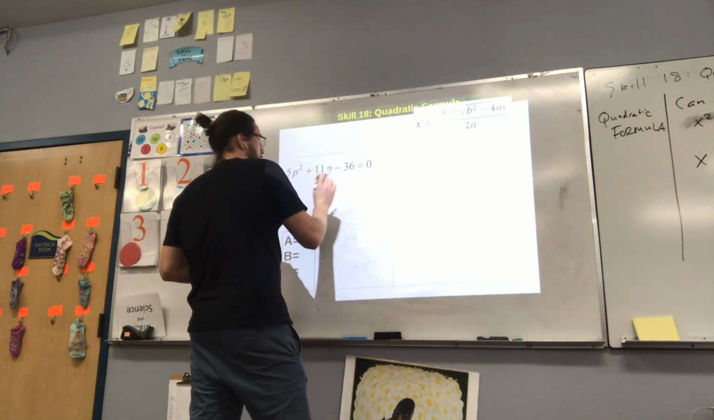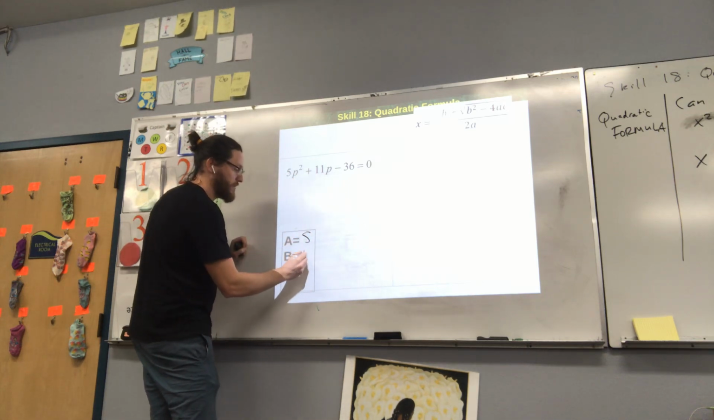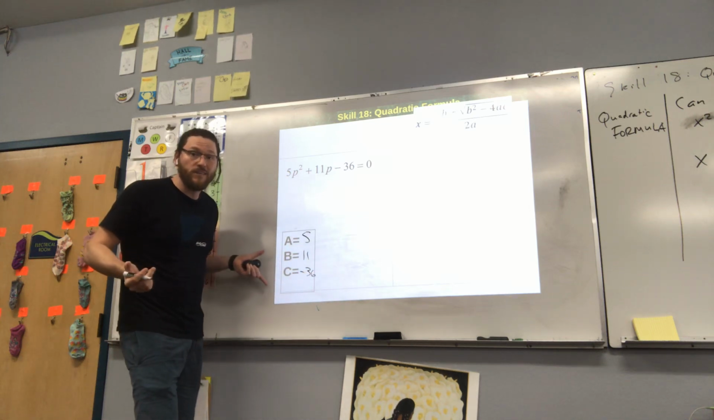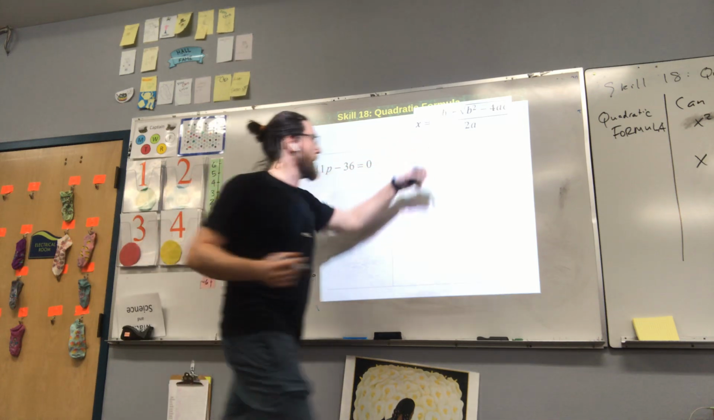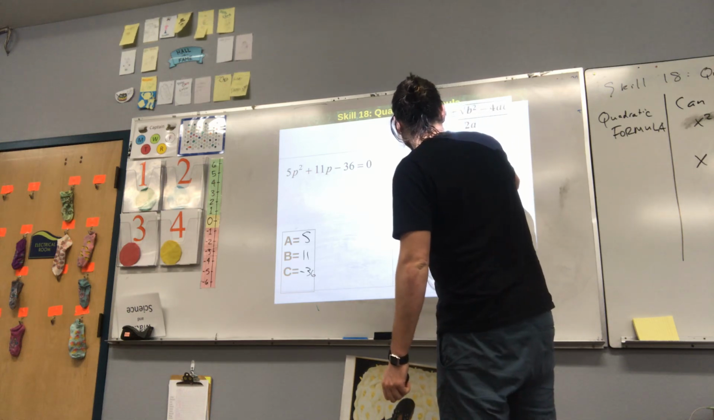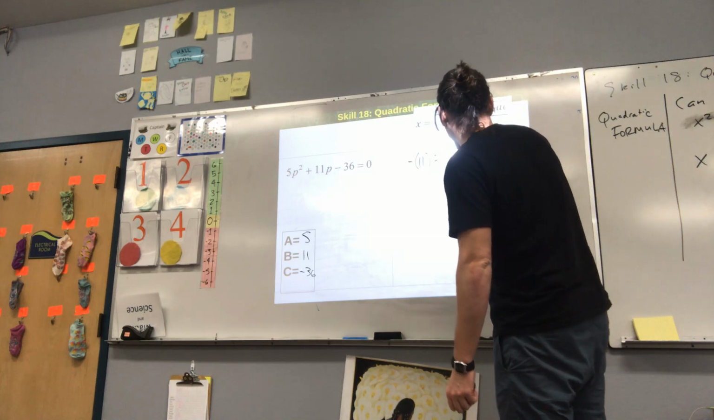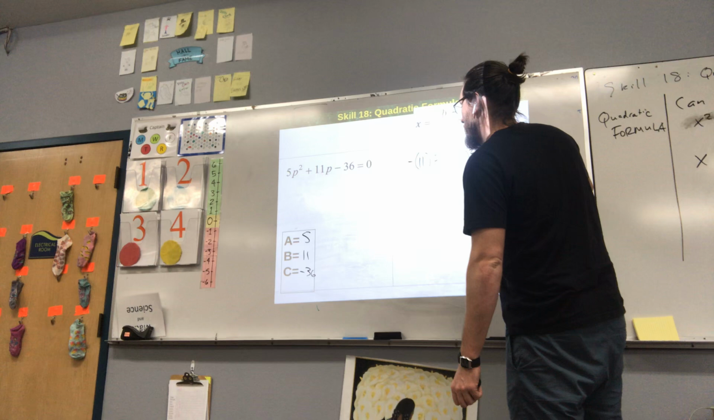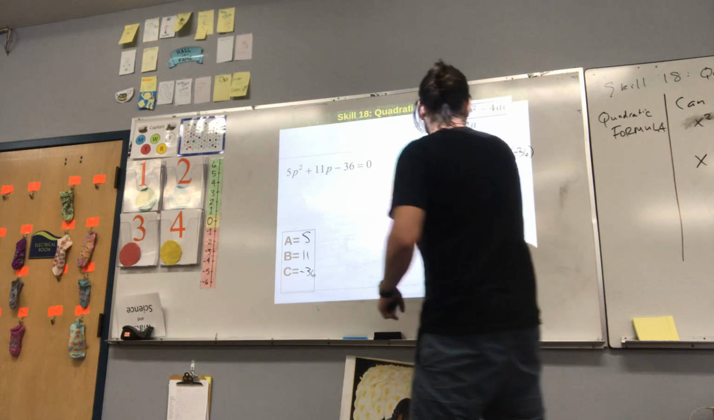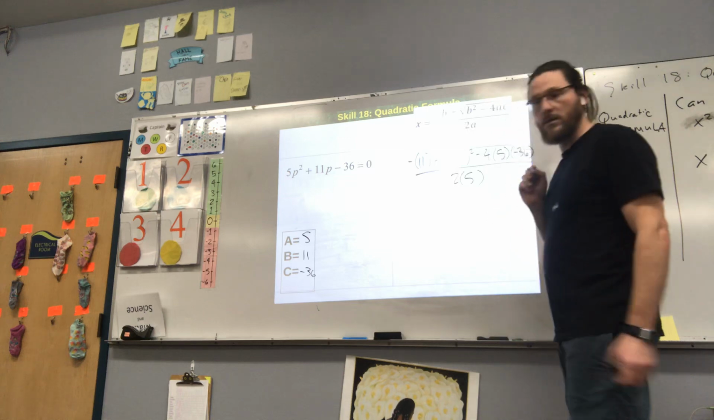To solve this problem, we first need to identify our A, B, and C values. Our A value is 5. Our B value is 11, and our C value is negative 36. Okay, in order to use the quadratic formula, we just have to plug these into this equation. Negative B, our B value is 11, plus or minus the square root of B squared, our B value is 11, minus 4 times our A value times our C value. And then we'll divide it by 2 times our A value.